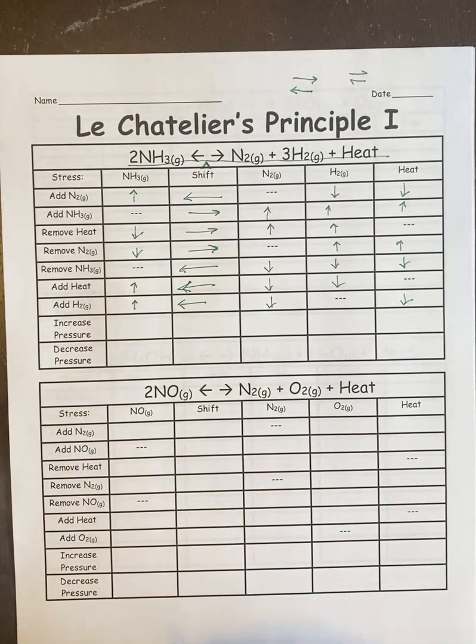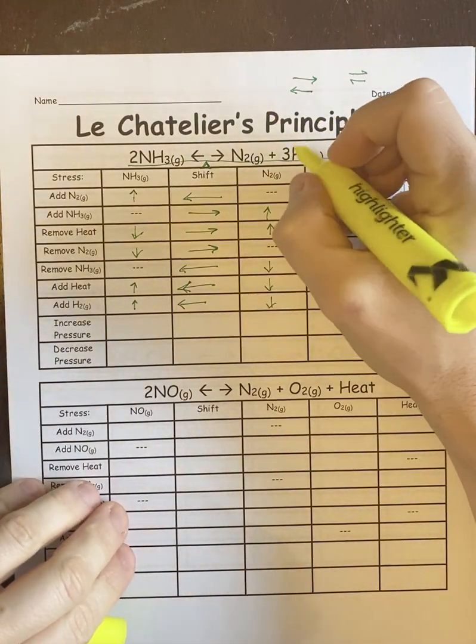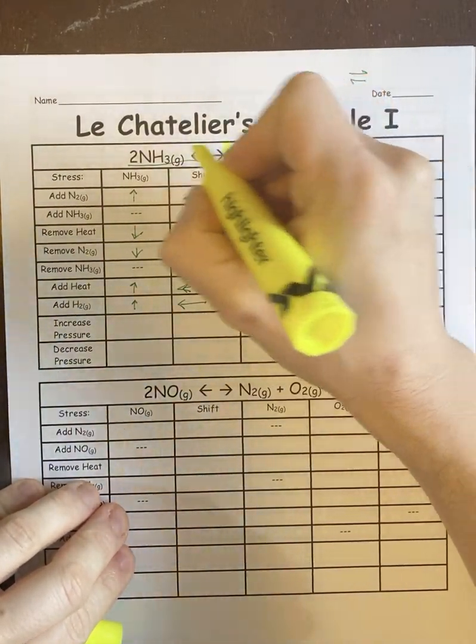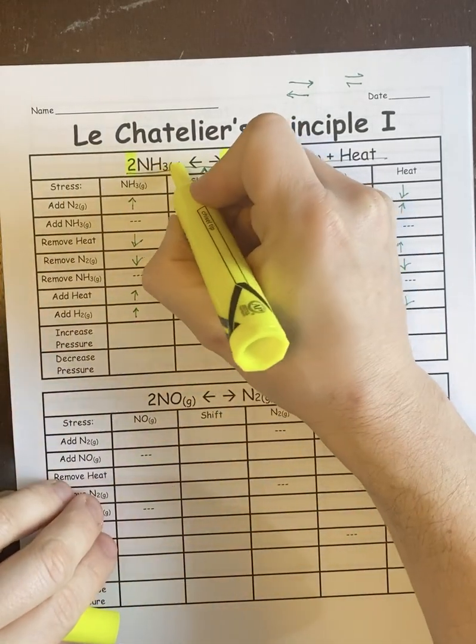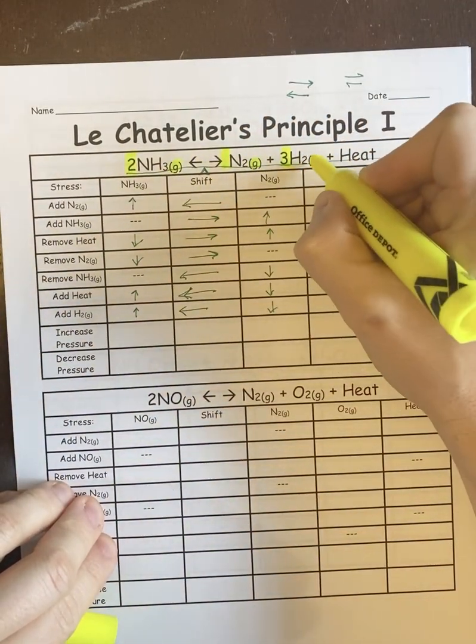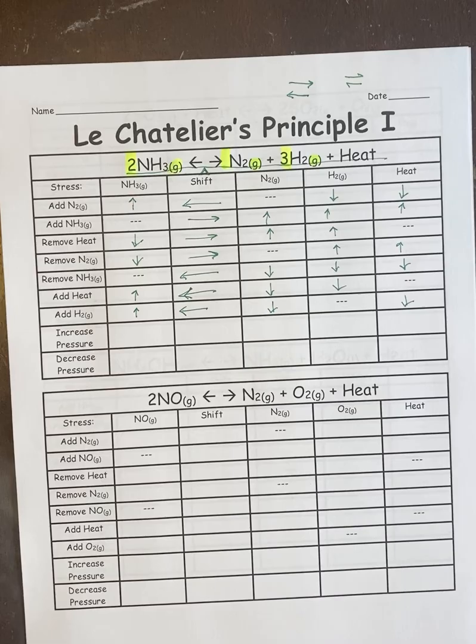Now pressure. Pressure is the one that we're going to have to pay attention to. So with pressure, you have to memorize what pressure does. When you increase the pressure, you shift to the side with less moles of gas. So when we talk about moles of gas, we are only concerned with these numbers here. And obviously they have to be gases. If they're not gases, then we don't care about them at all.